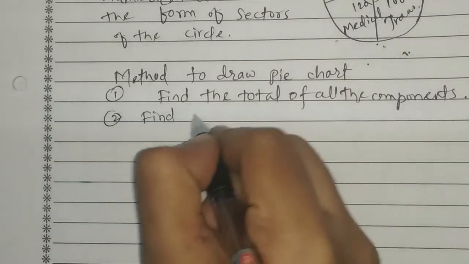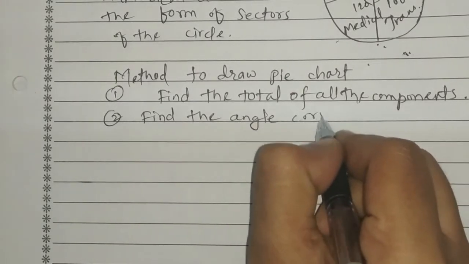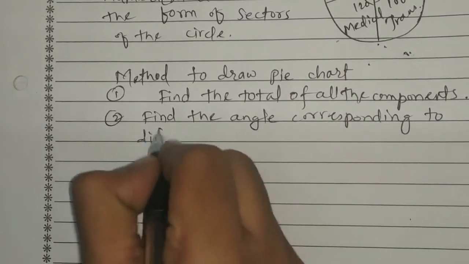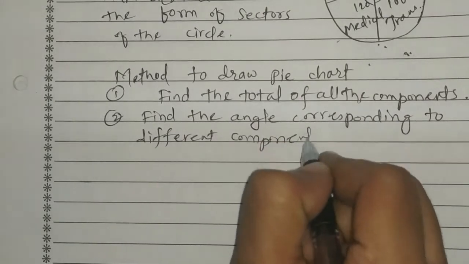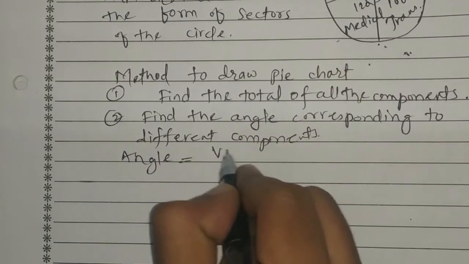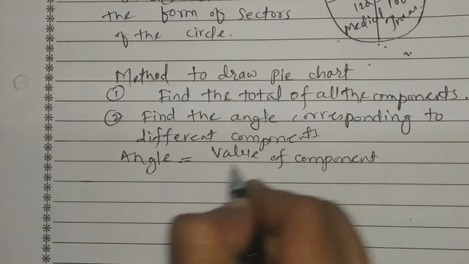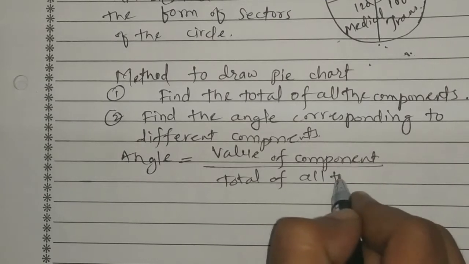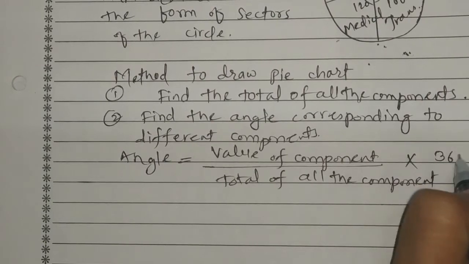Next, we are going to find the angles. We will calculate the angles corresponding to different components. So what is the formula here? We'll get angle is equal to, you have to write down the value of one component divided by the total value of all the components, which is multiplied by 360 degrees.